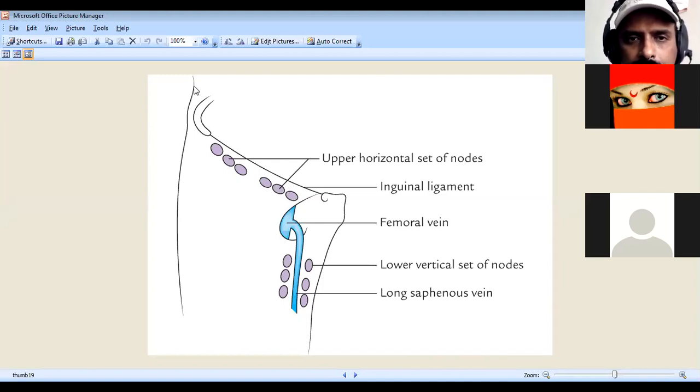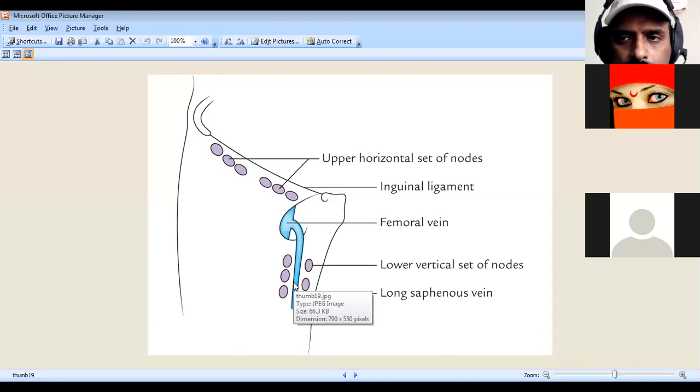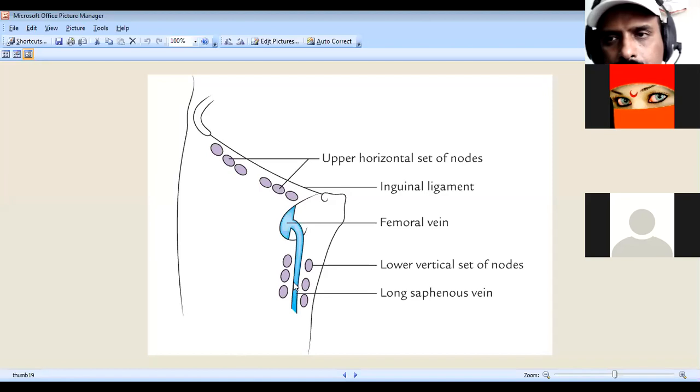Upper lateral drains almost all the buttocks and flank. Medial upper horizontal group drains all the genital and below the umbilical area. And the lower vertical drains from the tip of the great toe to almost all the area which is the superficial fascia of the lower limb.